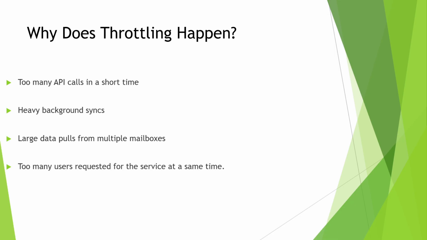Why does throttling happen? It happens when too many requests are sent to Microsoft 365 in a short time, like too many API calls, heavy background sync, large data pulls from multiple mailboxes, or too many users requesting the service at the same time. It helps protect the system from overload and keeps performance stable for all users. This is how throttling works. Let's go to the next.